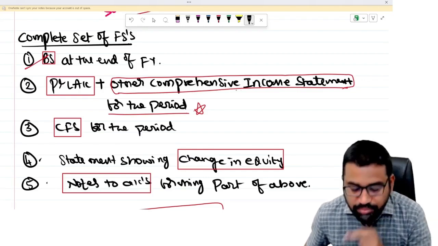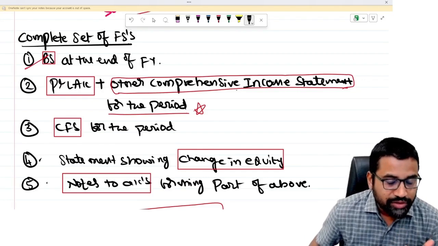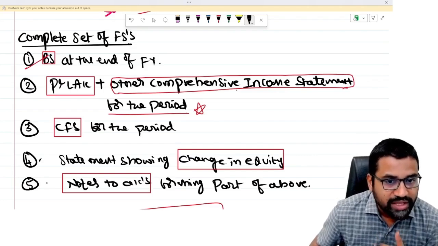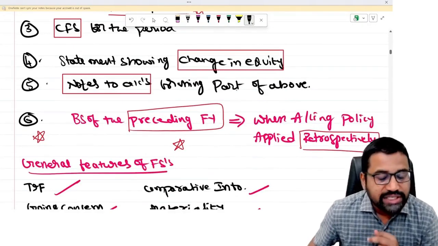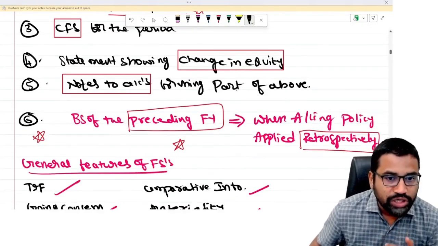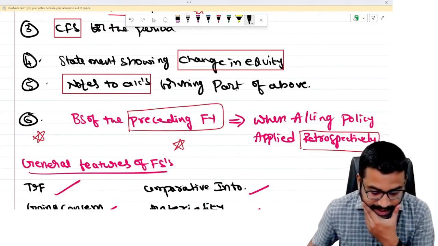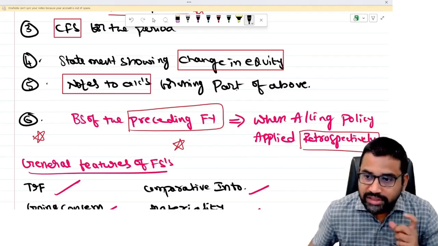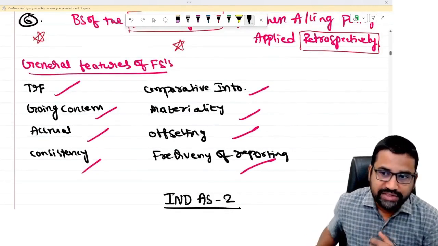The other comprehensive income statement is not there as per normal accounting standards, or when you read the Companies Act financial statements definition. Other comprehensive income is not part of financial statements there, but it is there as per Ind AS 1. Similarly, the balance sheet of the preceding financial year, generally we won't include it as a part of current year financial statements. But when you apply an accounting policy retrospectively, then you should include it. Next, what are the general features of financial statements, sir?